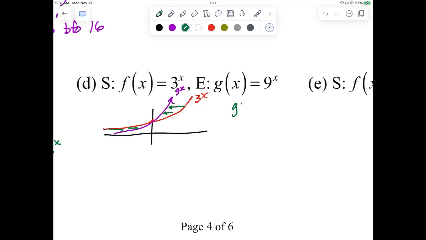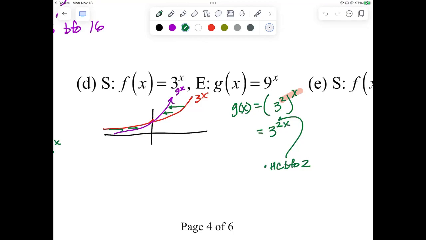So here's what I'm going to do. I'm going to take g of x, and I'm going to write base 9 as a power of 3. What's another name for 9 in terms of 3? 3 squared. I'm going to write it as 3 squared. Now I'm going to use that property that says when you raise a power to a power, what do you do with the exponents? You multiply them, and I get 3 to the 2x. Well, that 2 right there now tells me to do what? That's a b value, so it's going to be a horizontal compression by a factor of 2.